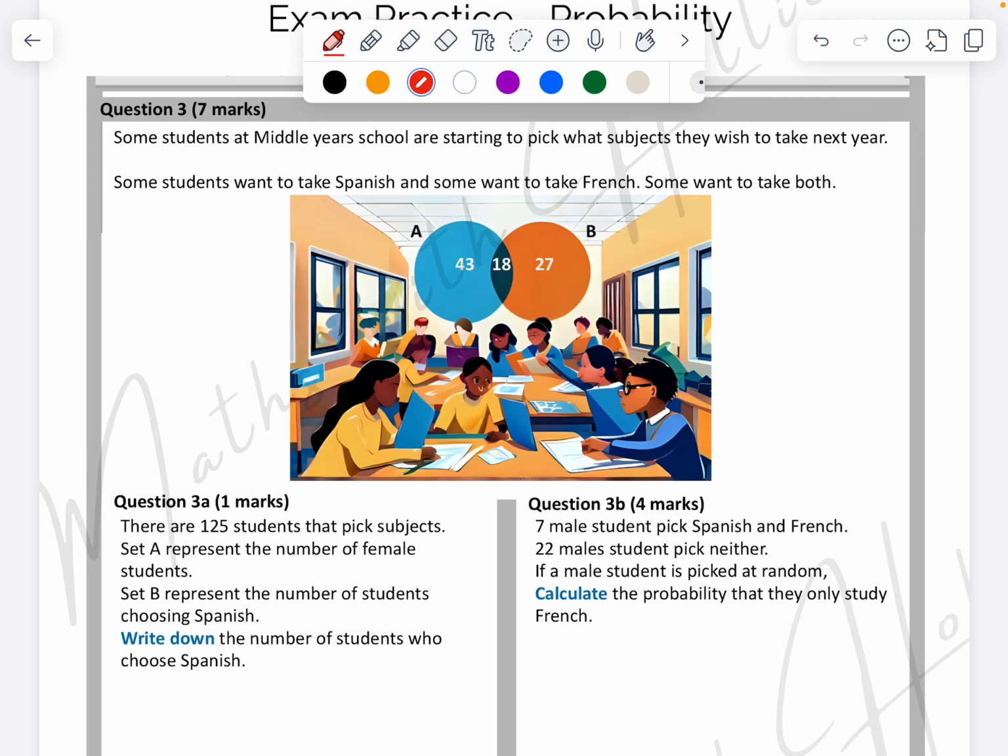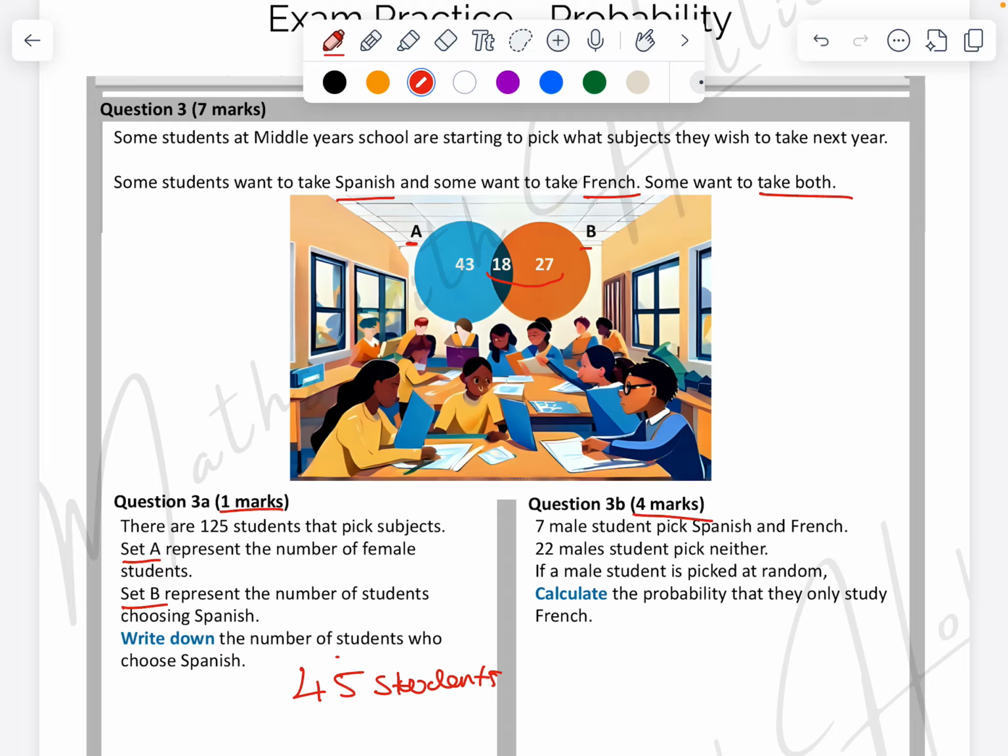Okay, so here we have some students who go to middle year school and they need to pick their subjects for next year. It tells us that they're going to pick either Spanish, French, and some want to do both. So for 1 mark, it says that set A represents female students. So set A is up here. And set B represents the number of students that want to do Spanish. For 1 mark, write down the number of students who choose Spanish. So that's just checking that you know how to use a Venn diagram. So you're just going to add them together. So your answer is 45 students.